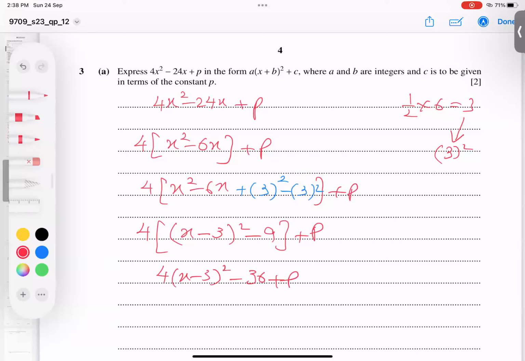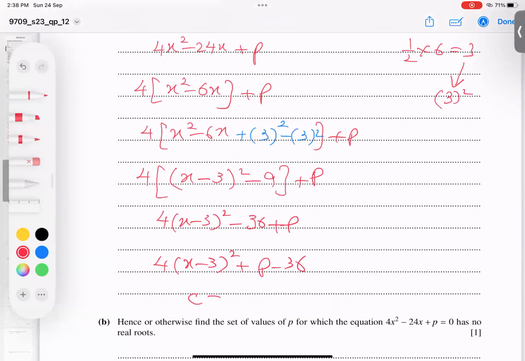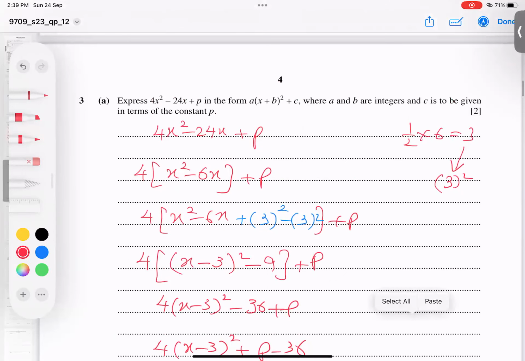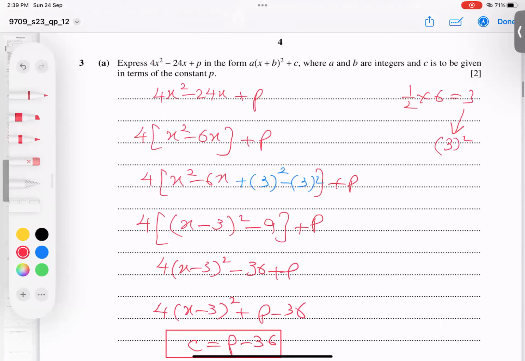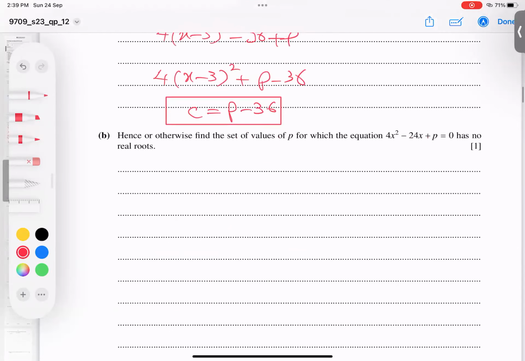And if you look carefully, okay, just rearrange. This is not compulsory, what I'm going to do. This just changes the places only. So if you compare with that, this is the value of A, this is the value of B, and this is the value of C. And he was asking for C to be given in terms of p. So we have to find it. So the C value is becoming p minus 36. Let me read again. He said C to be given in terms of the constant p. Okay, Alhamdulillah, I believe the point is very, very clear. And let's go to the next part.